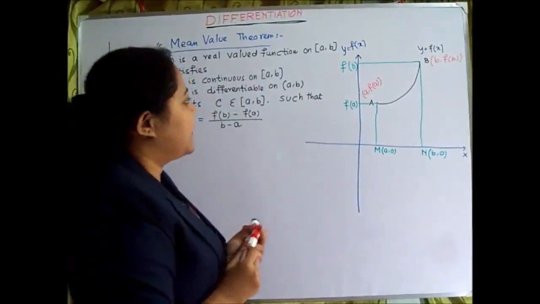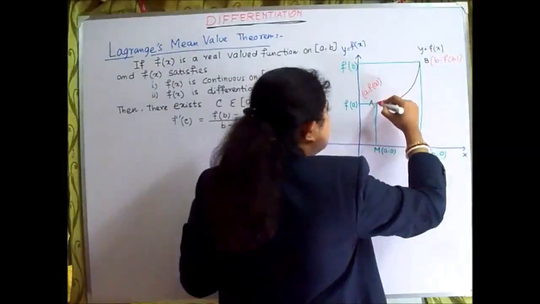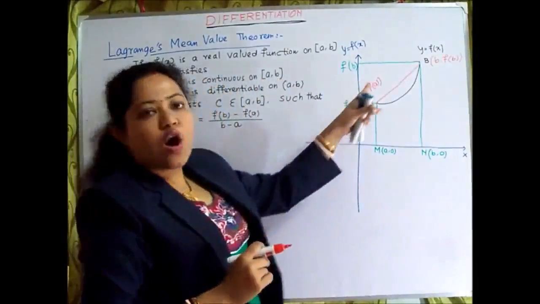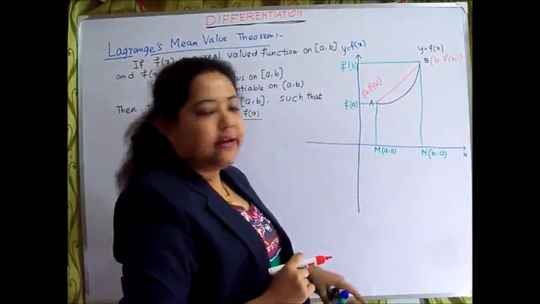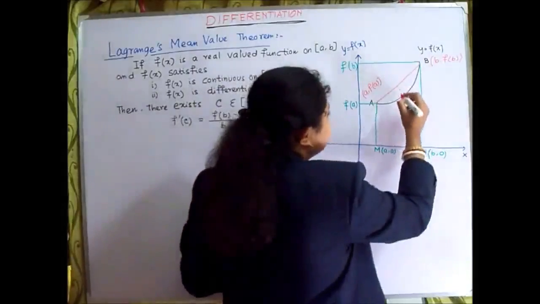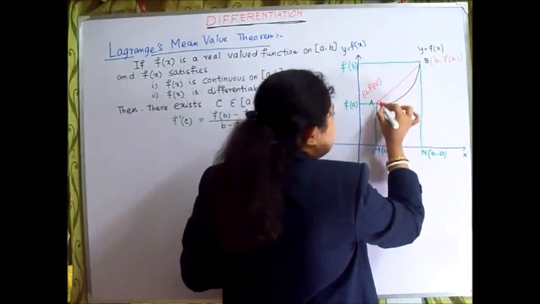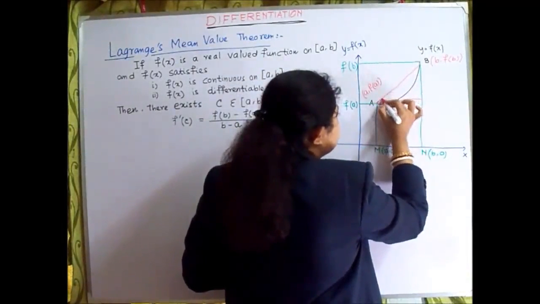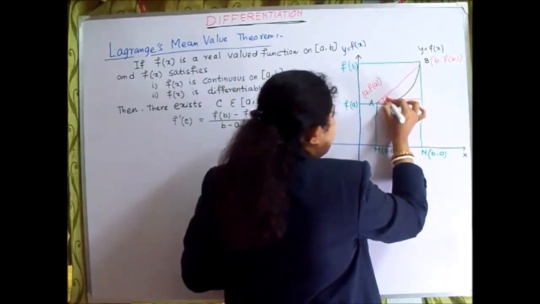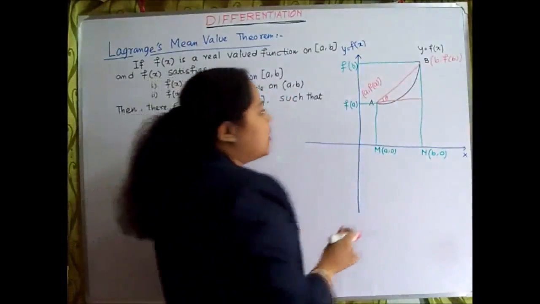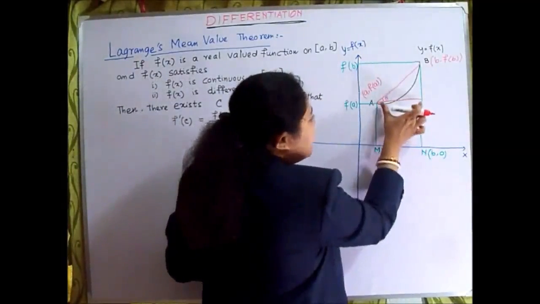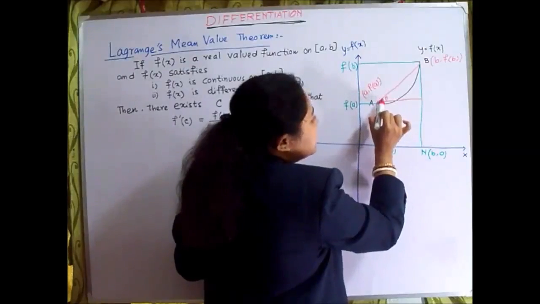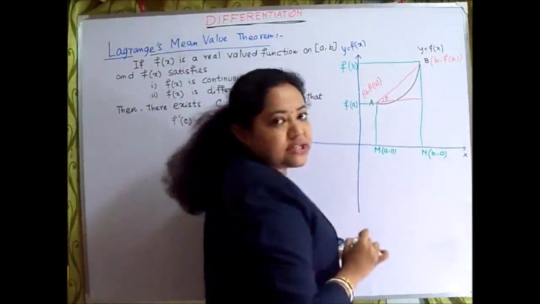Right? Now if we join this A and B, so AB is the chord for this curve, right? And if this chord makes an angle theta with the x-axis, because this line is parallel to the x-axis, so we can say that this chord makes an angle theta with the x-axis, right?